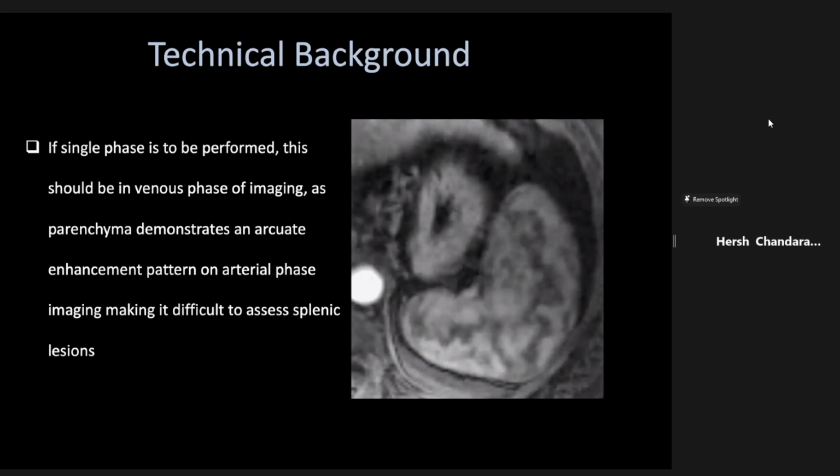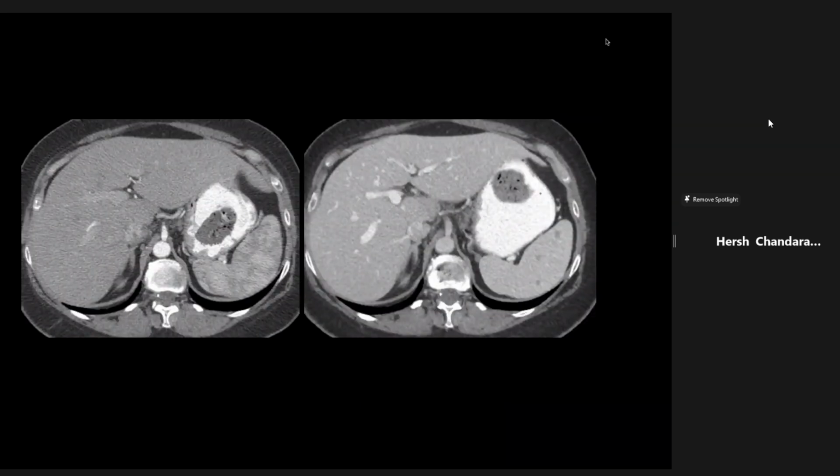First, I would like to warn you about looking at the spleen in the early arterial phase, because as you see here, there is this serpiginous enhancement. That's what's called the arciform pattern of enhancement. So if there is only a single phase of imaging, then you should use the venous phase, not the arterial phase. I want to warn you of this because this could obscure lesions like what we see here.